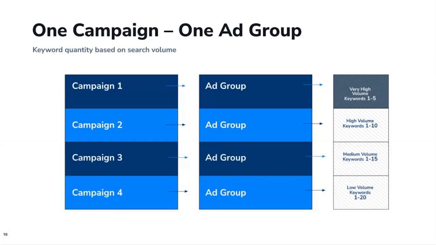You might have very high search volume keywords for very broad types of keywords where, let's say, you're selling a dog collar and you just target dog collar. It's a very broad type of keyword, lots of search volume. You're going to want to put that into a campaign and in an ad group with no more than 1 to 5 of those types of keywords that have very high search volume.